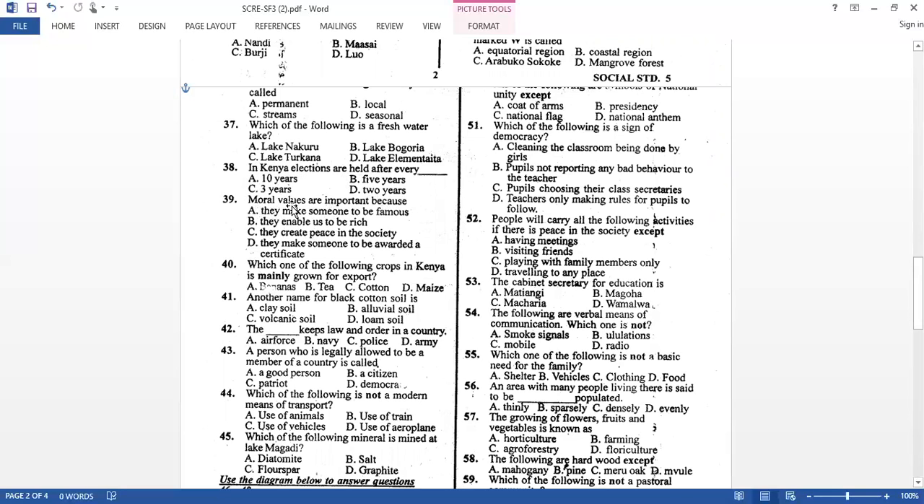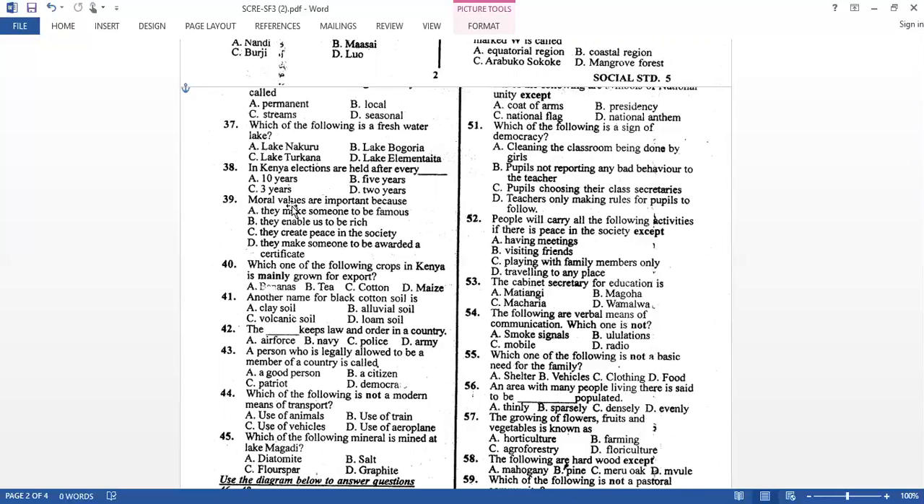So moral values are important because they are values that guide us to do what is right. Do they make someone famous? No. Popularity is not an issue here. Do moral values enable us to be rich? No. Do they create peace in the society? Yes. And when people live in peace in society, the country can develop economically. People must live in peace and harmony. Moral values cannot make someone be awarded a certificate.